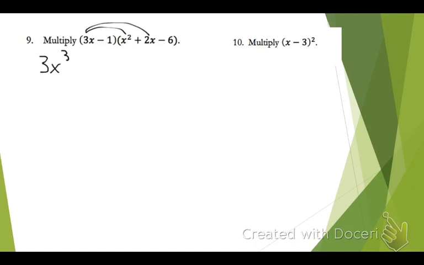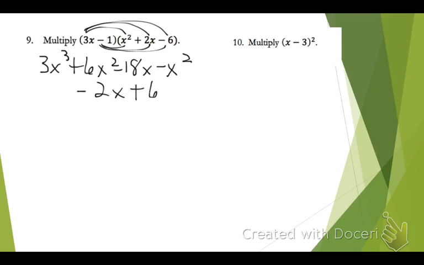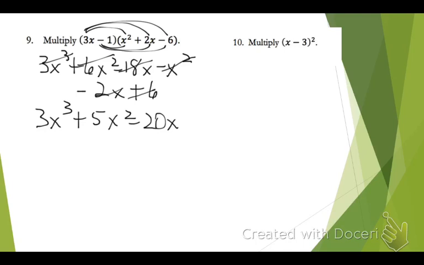So I'll get 3x cubed, 6x squared, negative 18x. Then just move to the second term in your first expression. When you multiply, you get negative x squared, negative 2x, and then plus 6. Now let's just combine like terms. So we'll have 3x cubed, and then 5x squared. Negative 18 minus 2 more is negative 20x, and plus 6. Just check and make sure you've combined everything you can, and you are done.